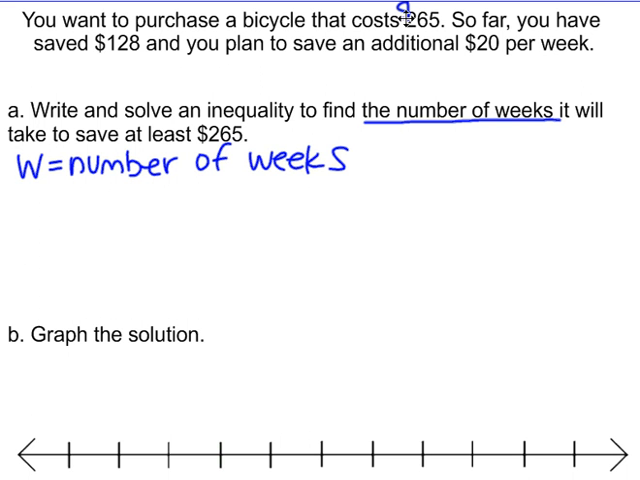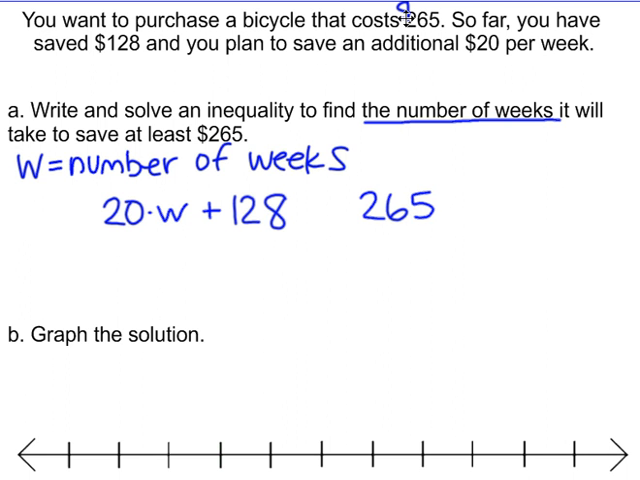And then it says that I am going to save $20 per week. So I would multiply 20 times my variable. And then I need to include the $128 that I've already saved up. So that would be an expression to represent how much money I have and how much money I'm planning to save each week. Then I'm going to compare that to the $265 that I need to save.